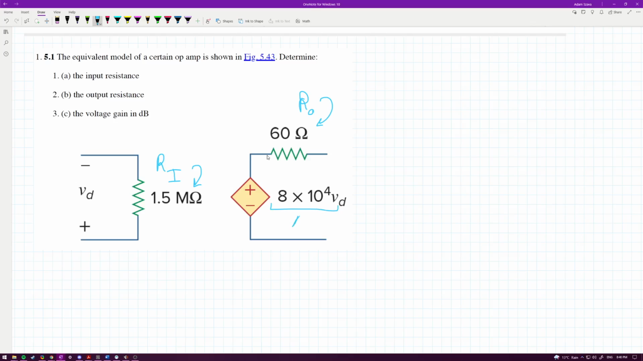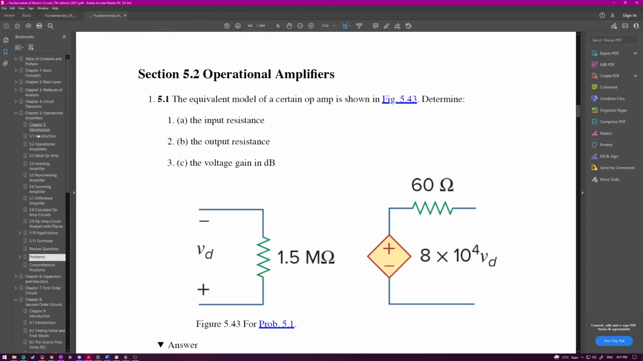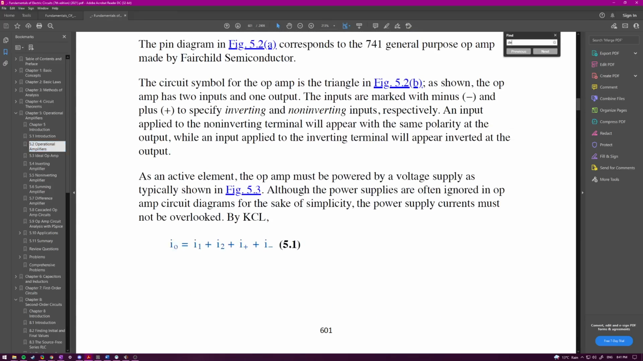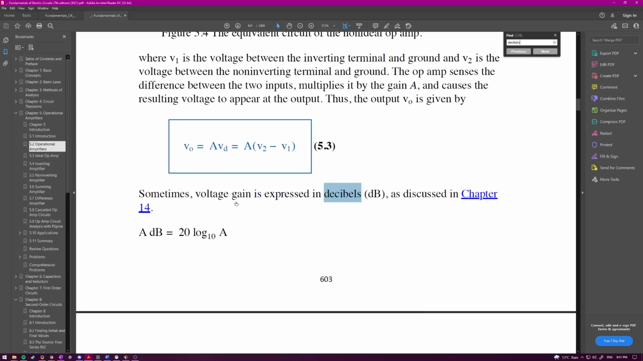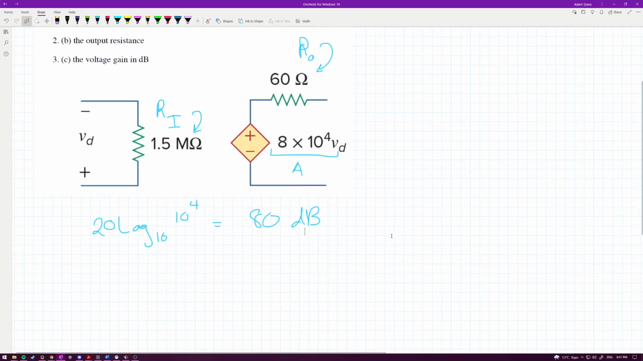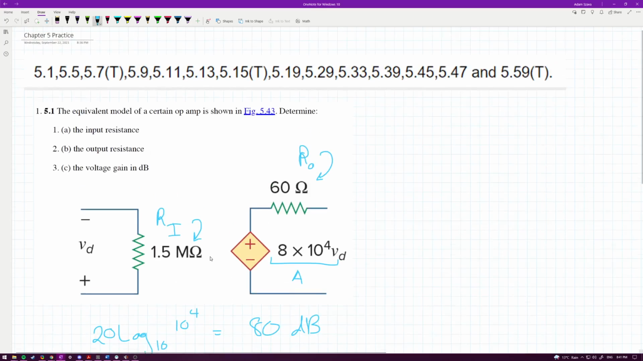Well, that's A. So well, it doesn't matter. There is some way to convert it to decibels, but I just Control F'd and saw it in here. Somewhere here. There we go. Voltage gain is expressed in decibels. So A in decibels is 20 log base 10 of A. So 20 log base 10 of 10 to the 4. That's just going to be 80 decibels. Great. That's that question then.